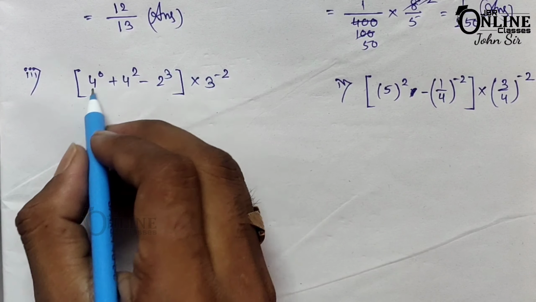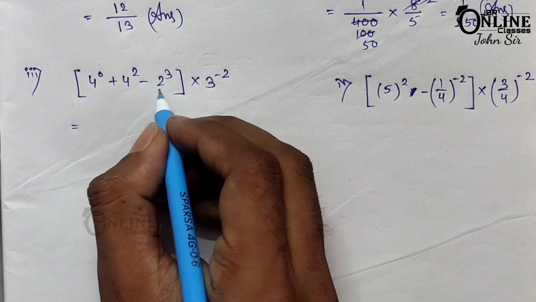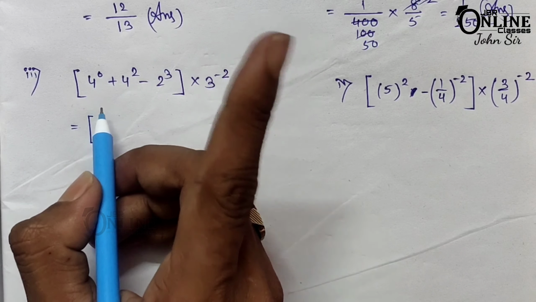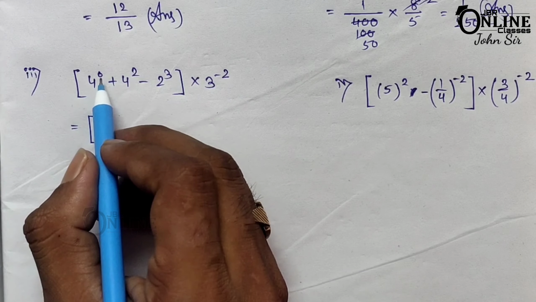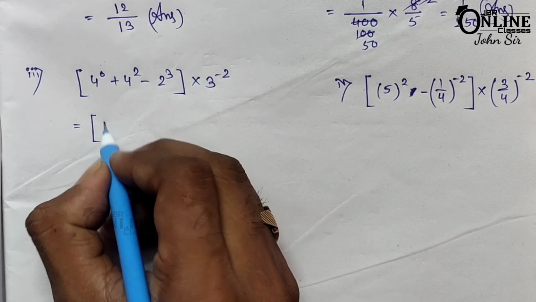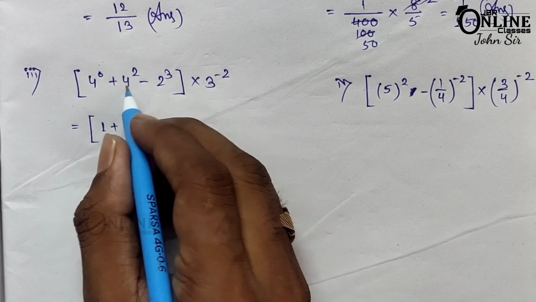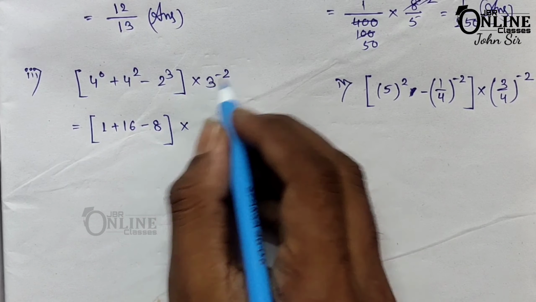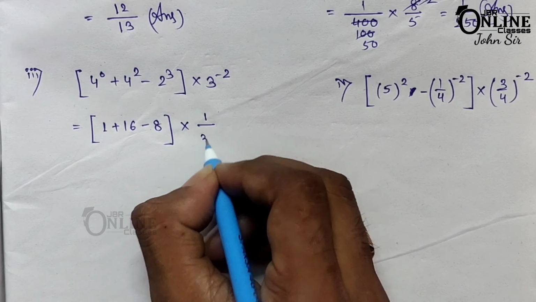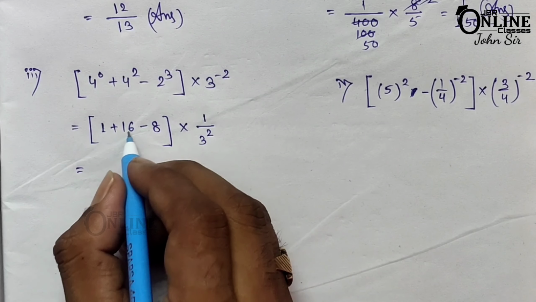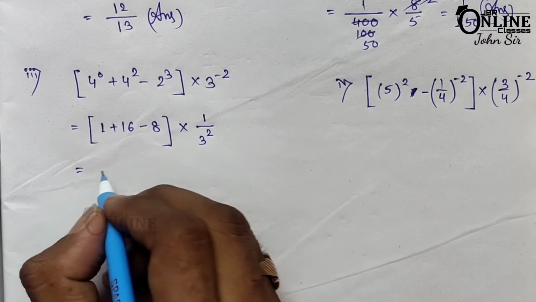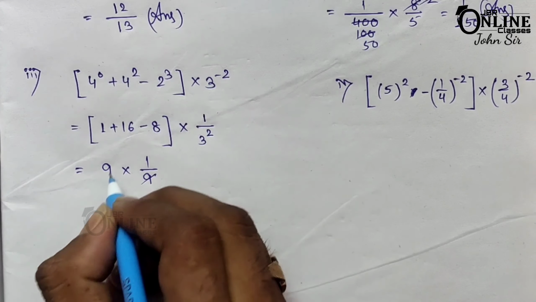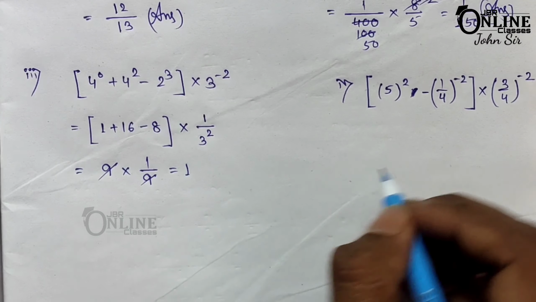Sum number 3: 4 to the power 0 plus 4 square minus 2 to the power 3. Now always remember that any number to the power 0 means 1. If it is 4 to the power 0 or 3 to the power 0 or 100 to the power 0, always it will be 1. So 1 plus 4 square means 16, 2 cube means 8, and here 3 to the power minus 2 means 1 by 3 square. So here 16 plus 1 is 17, now 17 minus 8 becomes 9. So 9 into 1 by 3 square, 3 square means 9, so 9 cancels with 9 and it becomes 1.